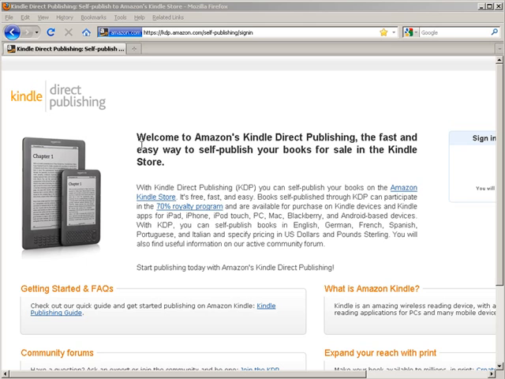Amazon Kindle is a way that authors can directly publish their works to the Amazon platform and then sell them through the Amazon platform. And then people can download them to their Amazon Kindle as well as many other devices as you see here. We have the Kindle app for iPad, iPhone, iPod Touch, PC, Mac, BlackBerry, and Android devices. So you have a huge potential audience out there.